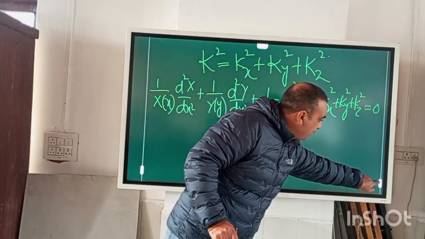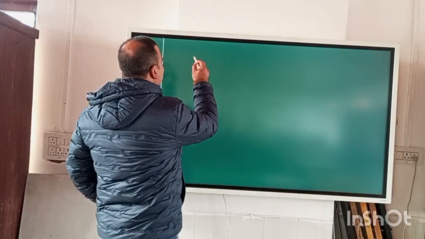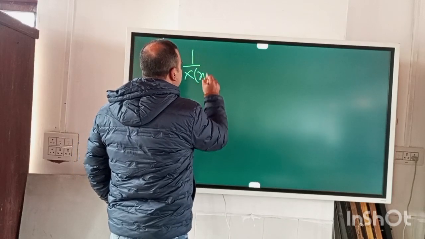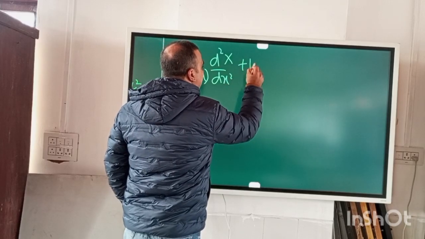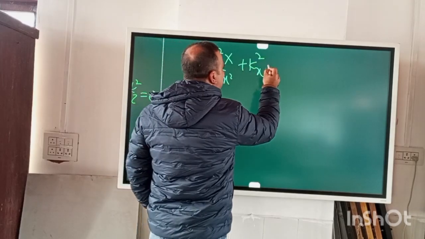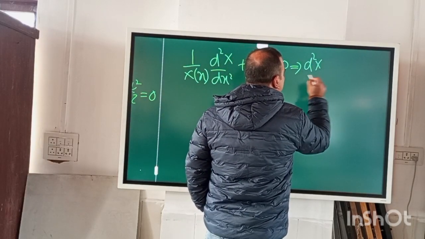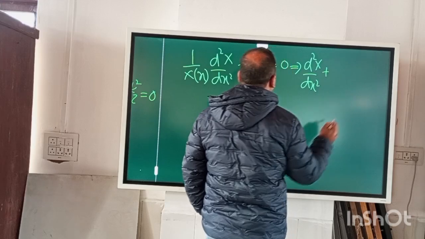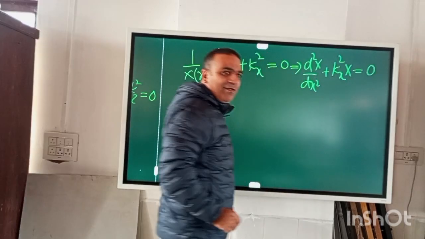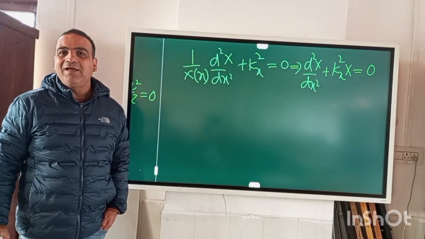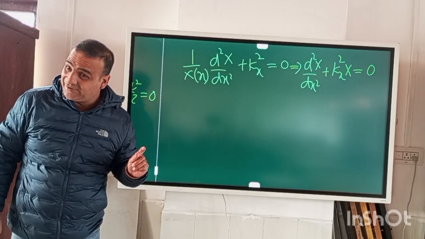0. So what will I write? So I will write 1 by X of x, d2X by dx2, plus kx square is equal to 0. Now what does that mean? That means d2X by dx2 plus kx square X is equal to 0. You remember? You had psi there in the one-dimensional problem. You have X here, right?